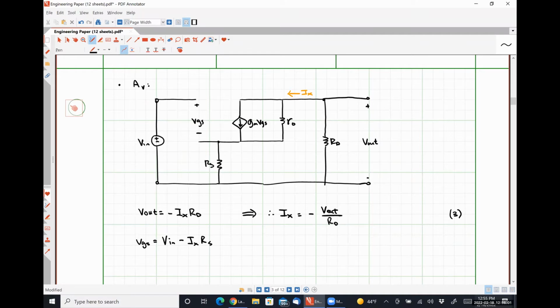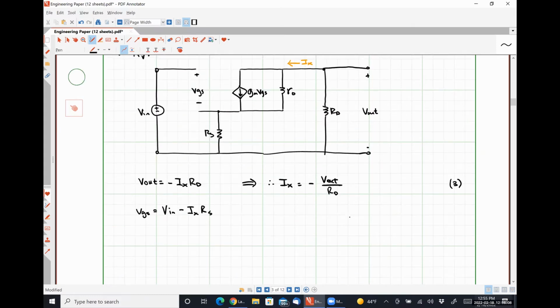And I can substitute in this relationship for Ix, which gives me VGS is equal to Vn plus RS times V out over RD. We all okay with the algebra? Let's call this guy 4.